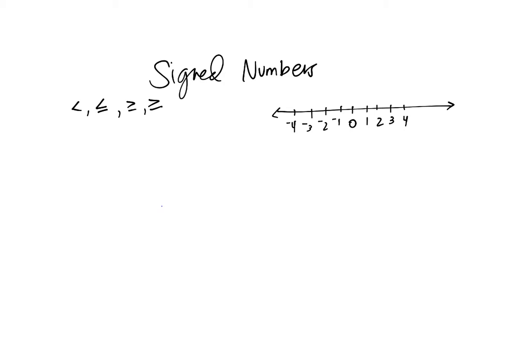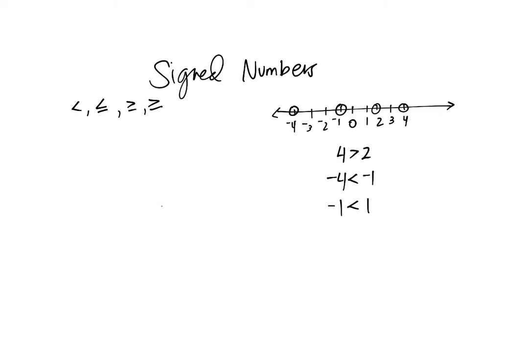Since 4 is to the right of 2 on the number line, we can say that 4 is greater than 2. Comparing -4 and -1, I see that -4 is to the left of -1, so it is less than. And if we have 1 and -1, -1 is on the left, so it's less than 1.